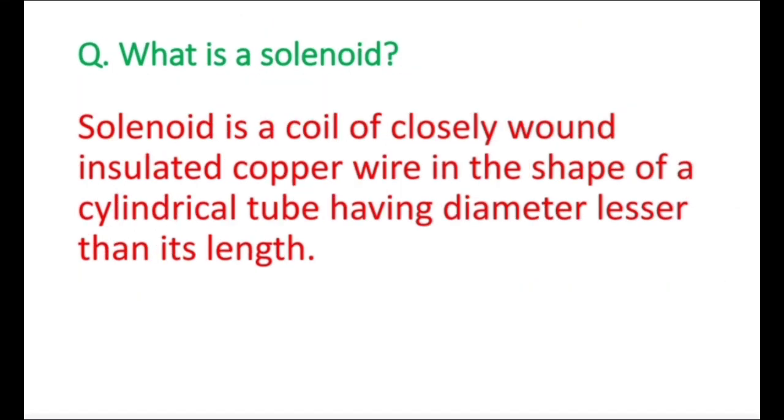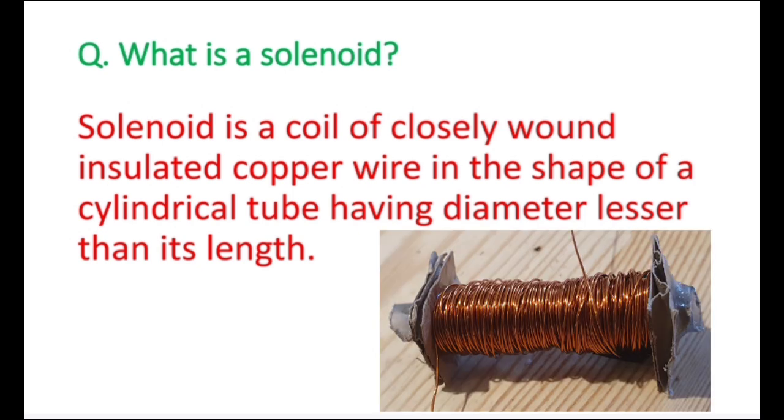What is a solenoid? A solenoid is a coil of closely wound insulated copper wire in the shape of a cylindrical tube having diameter lesser than its length. We know that when it is conducting electricity, it acts like a bar magnet.